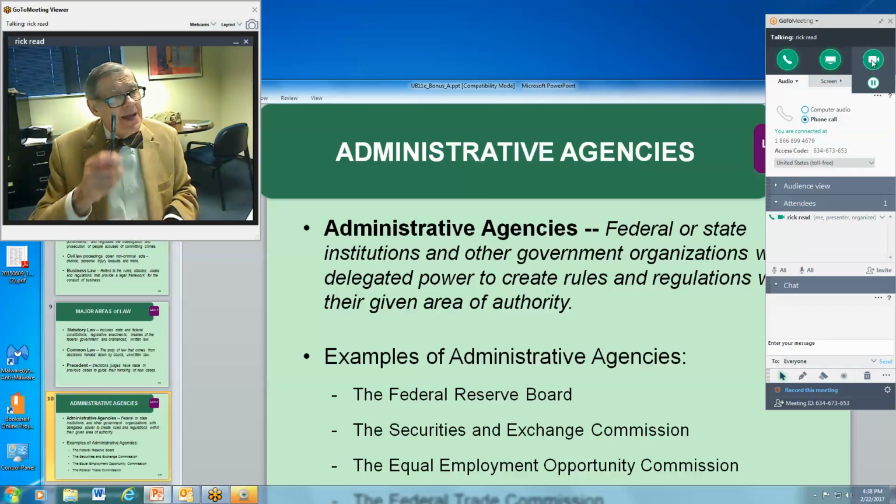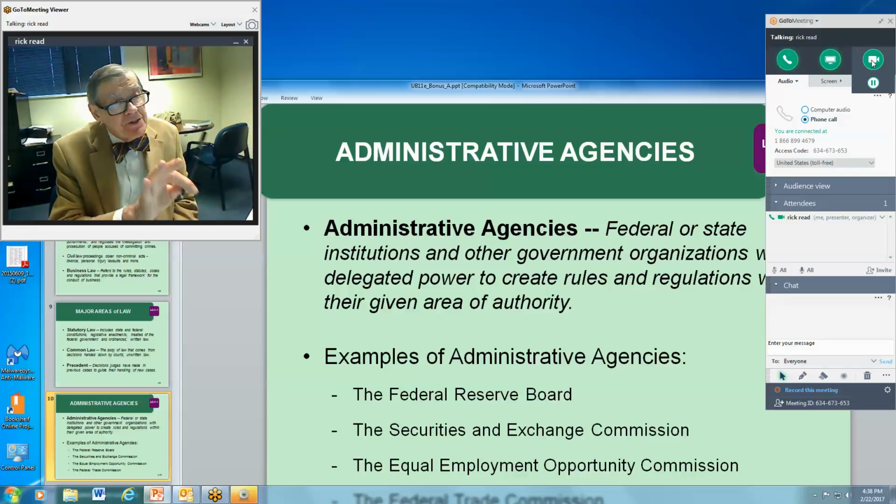Then we have administrative agencies. And these agencies are empowered by the legislative branch of government to enforce rules and regulations and to interpret them in many instances. And the examples of administrative agencies given here: Federal Reserve Board, Securities and Exchange Commission, Equal Opportunity Employment Commission, etc., and the Internal Revenue Service that all of us want to fuss about.